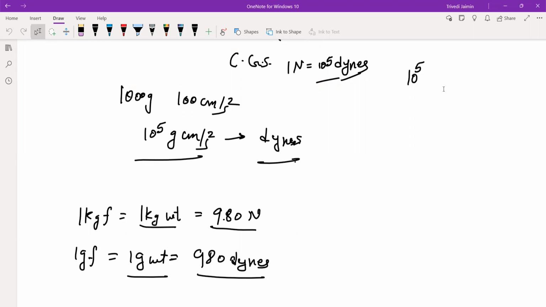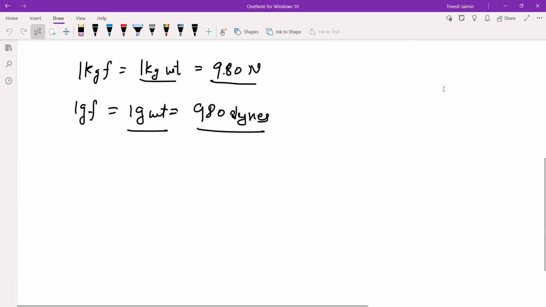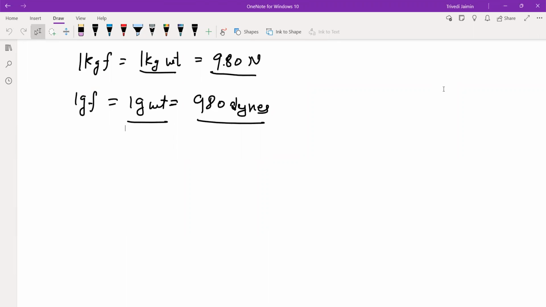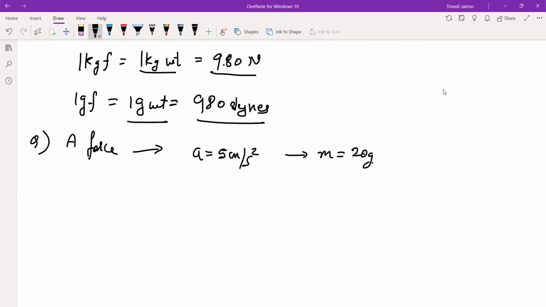Let's take some numericals. A force produces an acceleration of 5 centimeter per second square in a body of mass 20 grams. Then find out the force in Newton. I'm directly writing the acceleration because you know all these things.